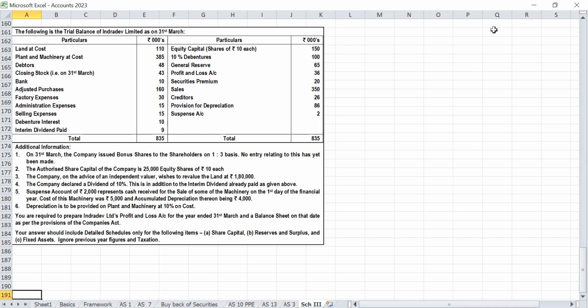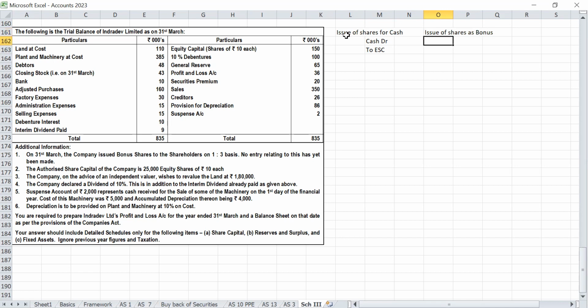Next, additional information. On 31st March, the company issued bonus shares to the shareholders on 1:3 basis. No entry relating to this has been made. Remember the entry for bonus. If shares are issued for cash, cash account debit to equity share capital will come. If it is for bonus, it means no cash; I will not receive cash, correct? So issue of shares as bonus.